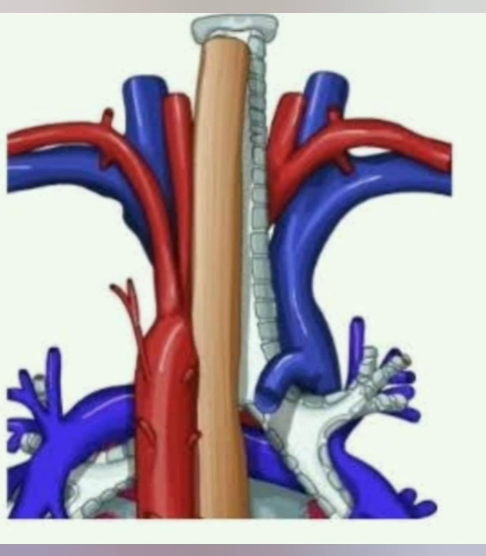Coming on to the posterior relations. Posteriorly, the cervical part of the trachea lies on the esophagus, with a recurrent laryngeal nerve in the groove between them. And posterior relations of the thoracic part of the trachea, we have the esophagus only.